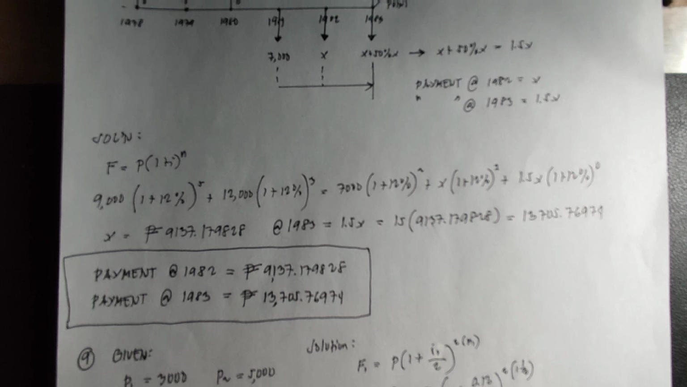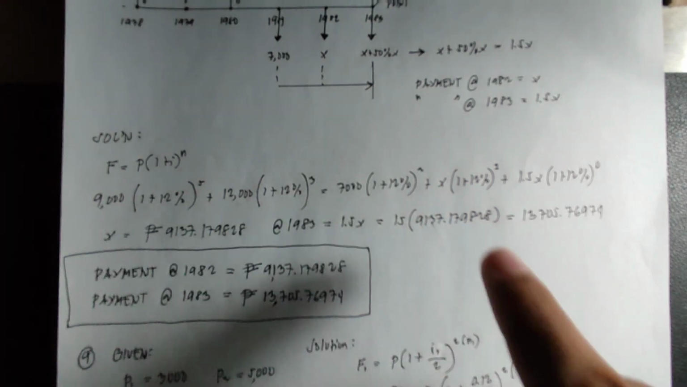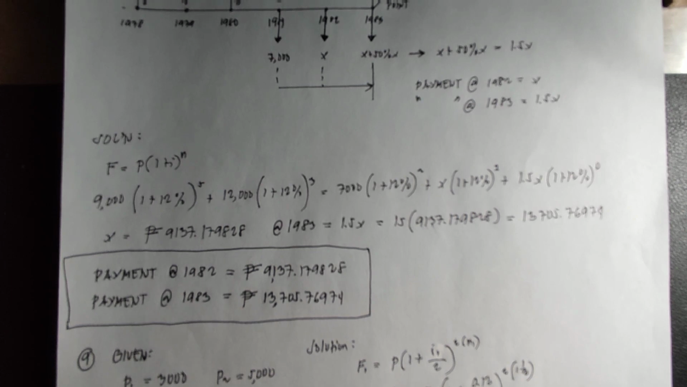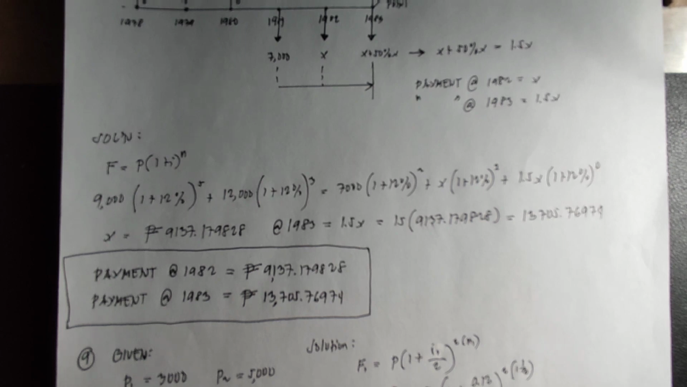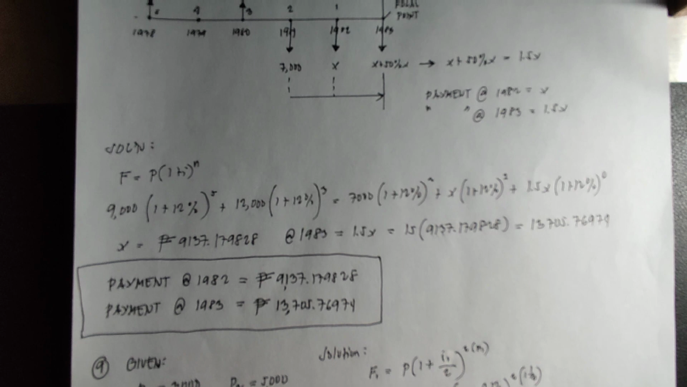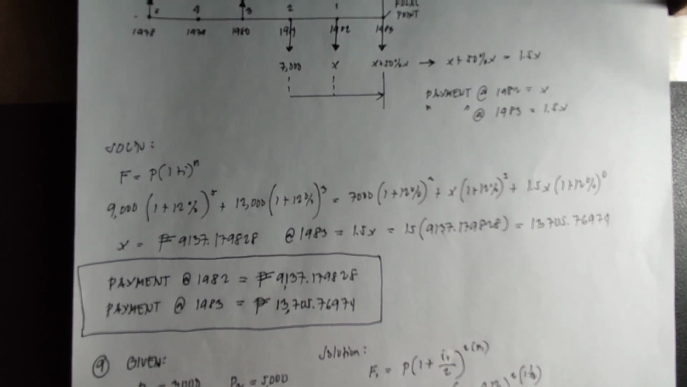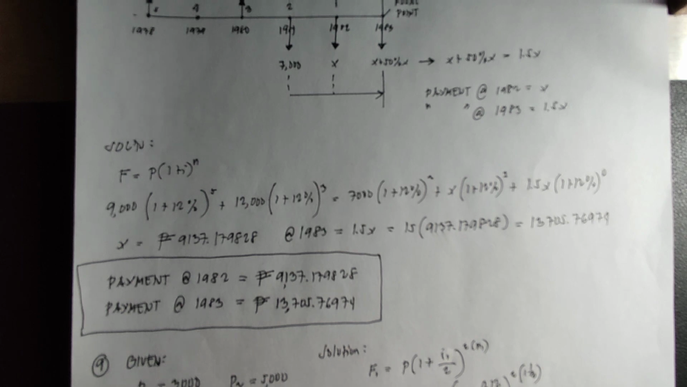So let's substitute the values or use this equation. 9,000 multiplied to the quantity of 1 plus 12% raised to 5, plus 12,000 multiplied to the quantity of 1 plus 12% raised to 3, is equal to 7,000 multiplied to the quantity of 1 plus 12% raised to 2, plus x multiplied to the quantity of 1 plus 12% raised to 1, plus 1.5x multiplied to the quantity of 1 plus 12% raised to 0. Then we will get x is equal to 9,137.179828 pesos.